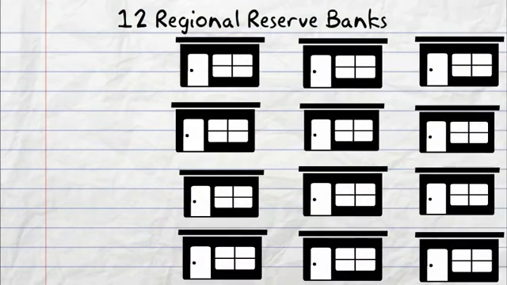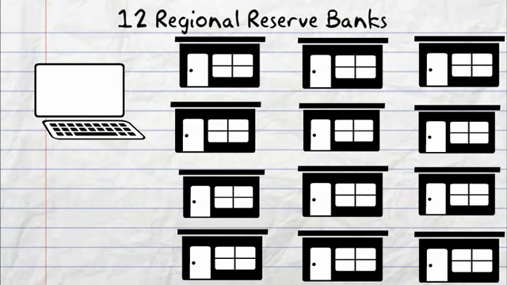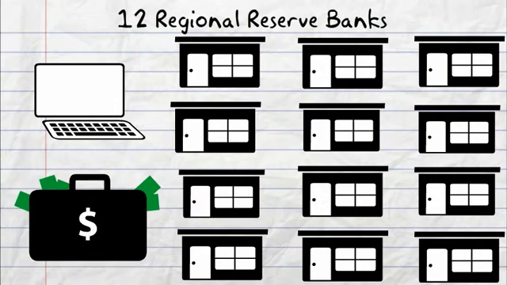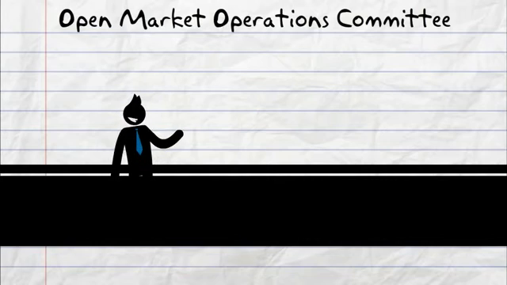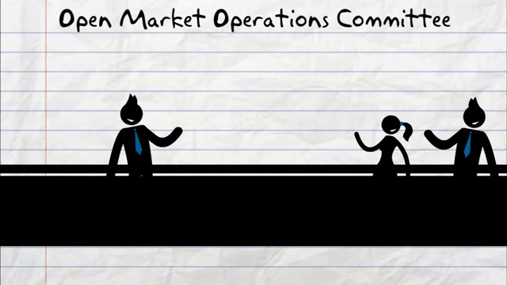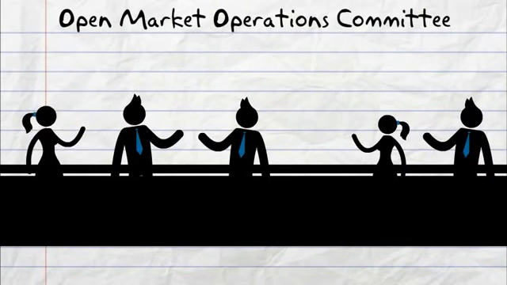The next branch of the Fed is the 12 regional reserve banks. These regional reserve banks do research on the economy and provide financial services to other banks and the U.S. government. The final branch of the Fed is the Open Market Operations Committee. This is a committee of the Federal Reserve Board that decides money supply and interest rates charged to banks.